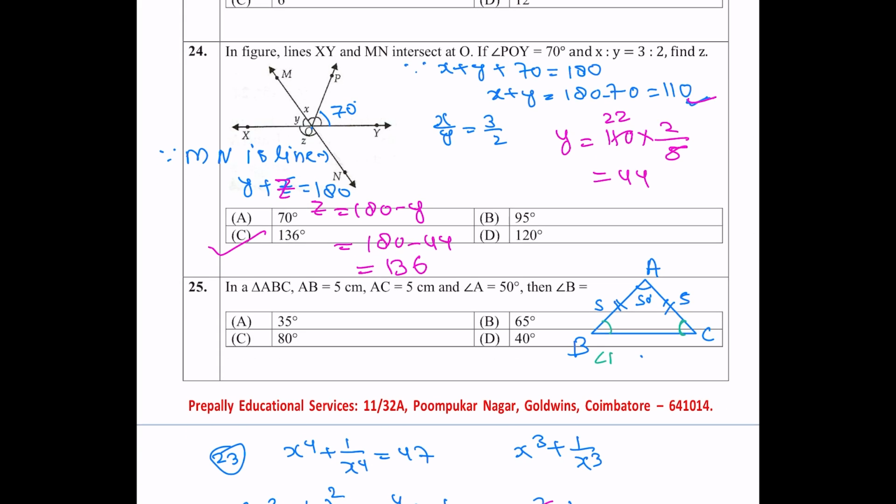So here we can write angle A plus angle B plus angle C is equal to 180. But here I can suppose theta, or otherwise you can assume x and x. So 50 plus 2x is equal to 180. So we can write 2x is equal to 180 minus 50. So 2x is equal to 130. So x we can write as 130 by 2, which is equal to 65 degrees. Here they ask about angle B. Since angle B is equal to x, angle B is also equal to 65 degrees. So here option B is the correct one.